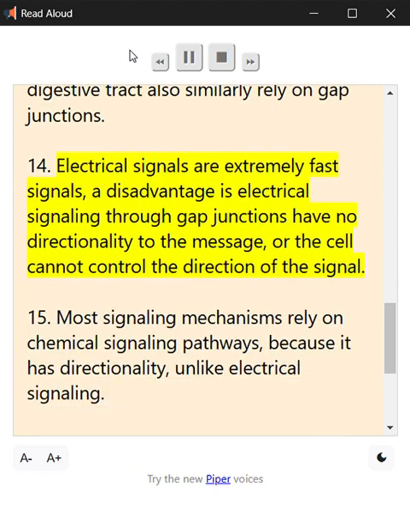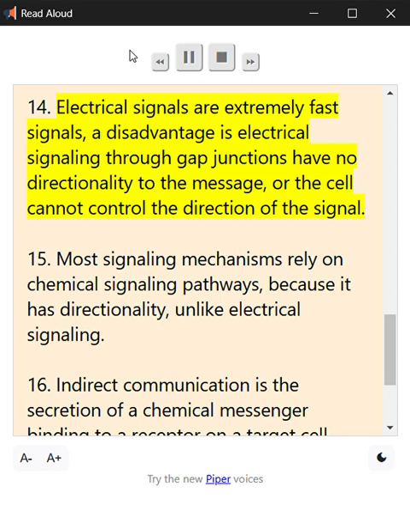14. Electrical signals are extremely fast signals. A disadvantage is that electrical signaling through gap junctions has no directionality to the message, or the cell cannot control the direction of the signal. 15. Most signaling mechanisms rely on chemical signaling pathways because they have directionality, unlike electrical signaling.